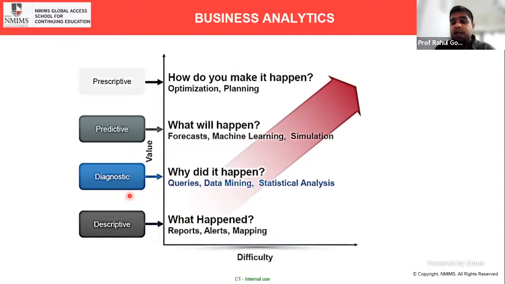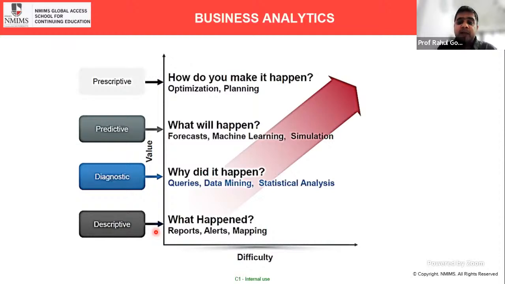Then the second stage is diagnostic. What happens in diagnostic? Something has happened, and you are able to tell that this has happened, but why did it happen? Can you attribute a root cause to that instance or occurrence? If you're able to link that occurrence to a certain root cause and do that over a period of time, then you will be able to address that issue once and for all.